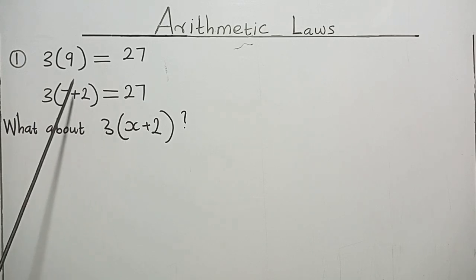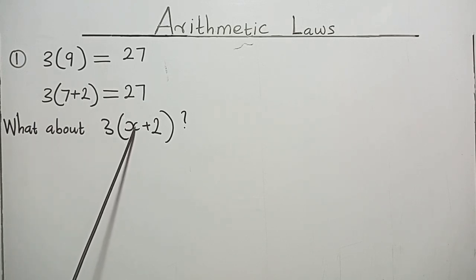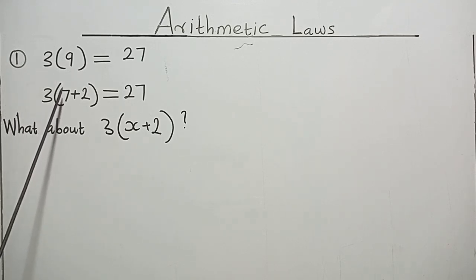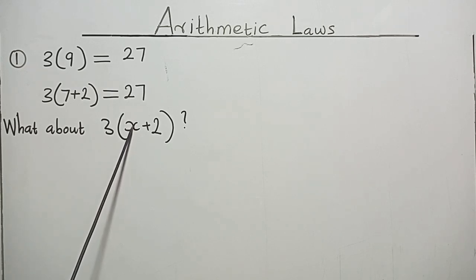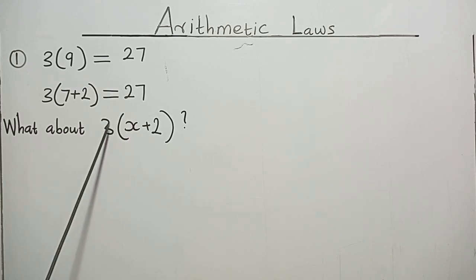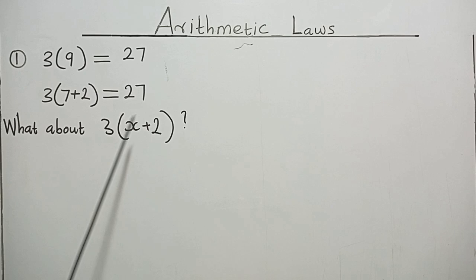So with that in mind, knowing that any number could be here, it could be 7, it could be anything. But just at this point, note that this place of this 7 is taken by x. So we have 3 bracket x plus 2. Don't forget that we had two methods of solving this kind of problem.